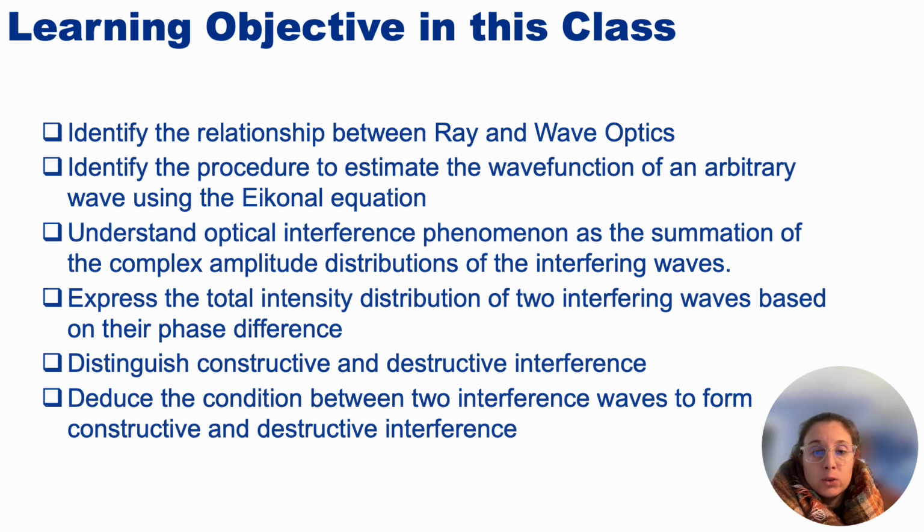We're going to introduce a procedure to estimate the wave function using the Eikonal equation. We're going to understand the meaning of the optical interference as the summation of the complex amplitude distributions and not the optical intensity. We're going to derive the total intensity distribution of two waves based on their phase difference.